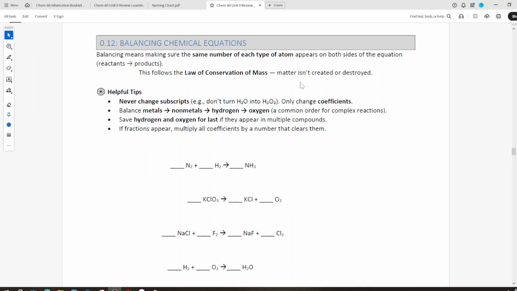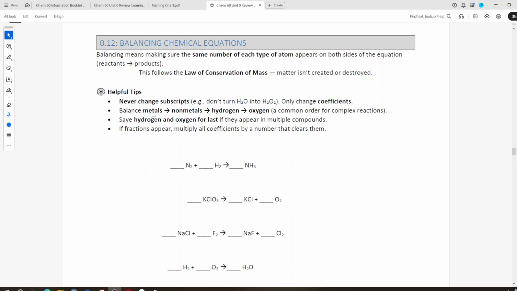Some helpful tips: never change subscripts. As we just did with all that naming stuff, the subscripts are set to make the compound. That's the reason that they bond together. The only thing we can do is change coefficients.